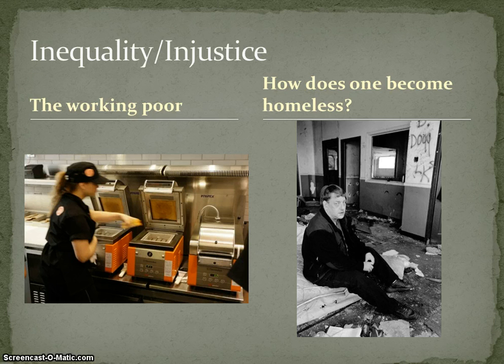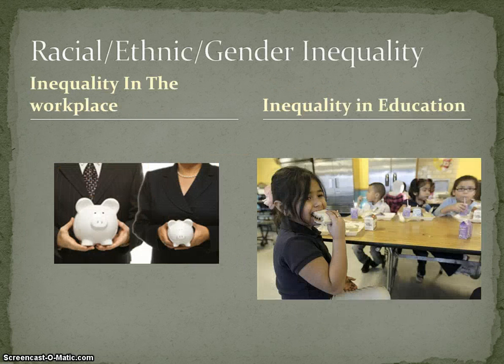Because usually when people think of the poor, they think of someone like the guy on the right here who might find themselves homeless. So, the working poor is just one of many, many examples of inequality and injustice in our particular national culture. We also have racial, ethnic, and gender inequalities within our country.